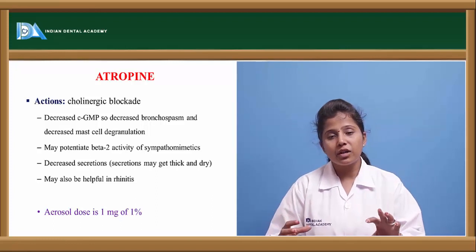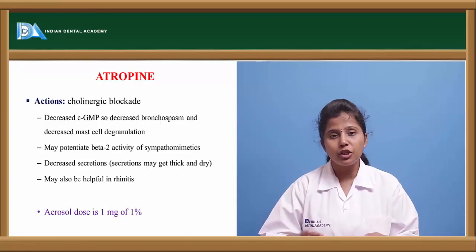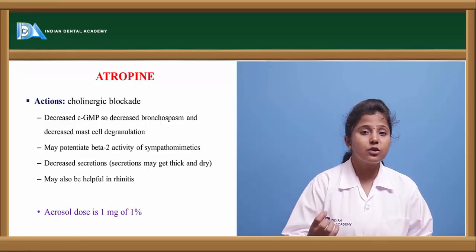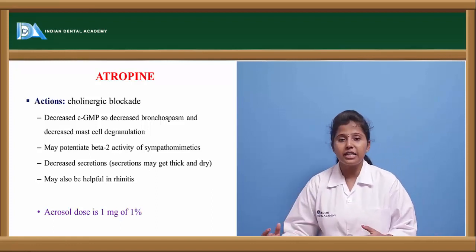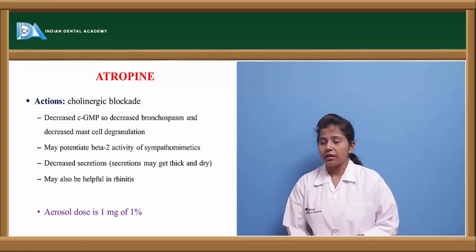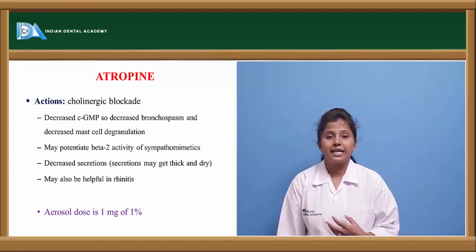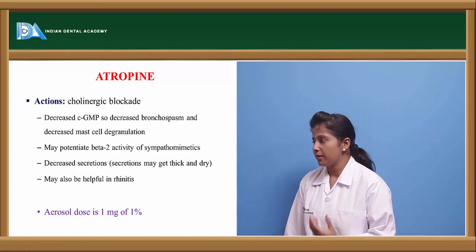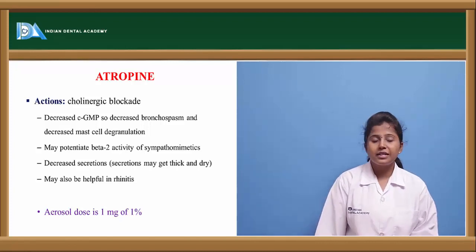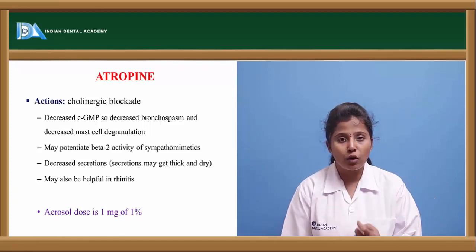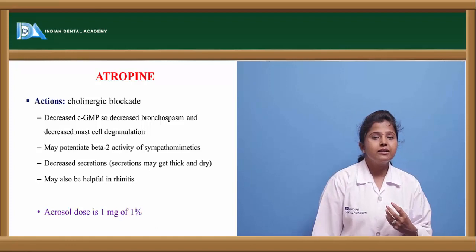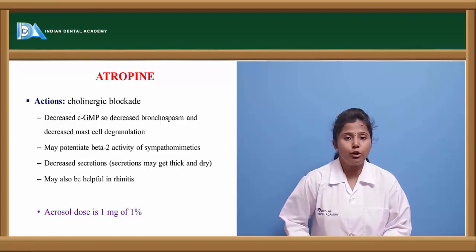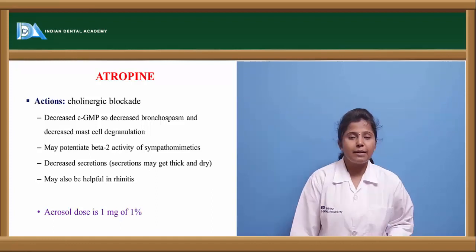If atropine, or the antimuscarinic drugs, are given in combination with a beta-2 receptor agonist, it shows a synergistic effect, as the beta-2 receptor agonist activity is potentiated by these antimuscarinic drugs, and it is also helpful to treat rhinitis. Rhinitis is one of the disorders where watery eyes are observed. The dose of atropine is mostly recommended in aerosol form, where the drug is given in the form of air droplets. The dose is almost 1 mg or 1%.